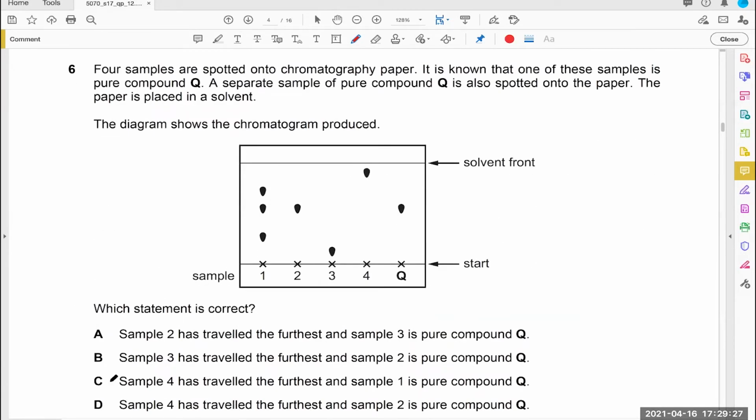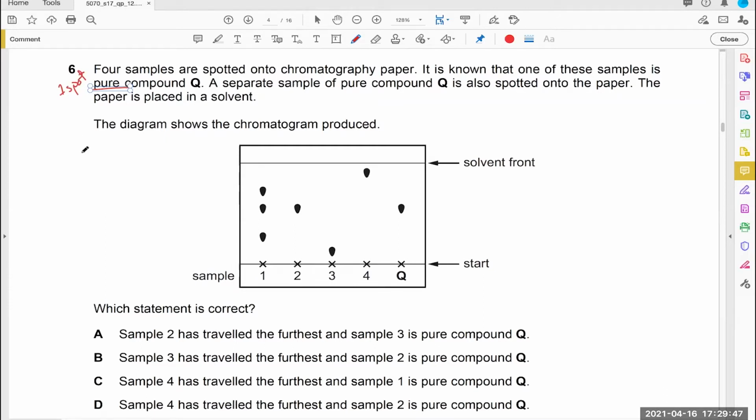All right. 4 samples are spotted onto chromatography paper. It is known that one of these samples is pure compound Q. That means Q will only show one spot. It is pure, so that is one spot. Okay. A separate sample of pure compound Q is also spotted. Okay. The paper is placed in a solvent.